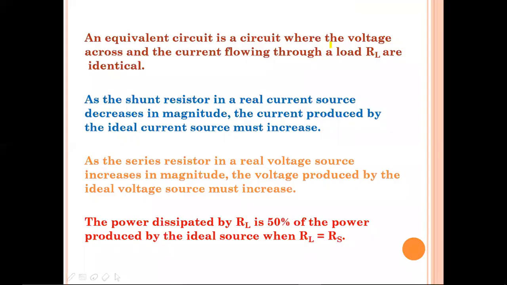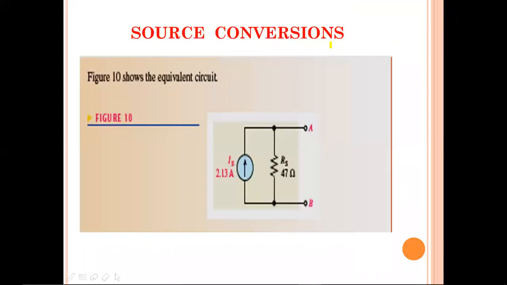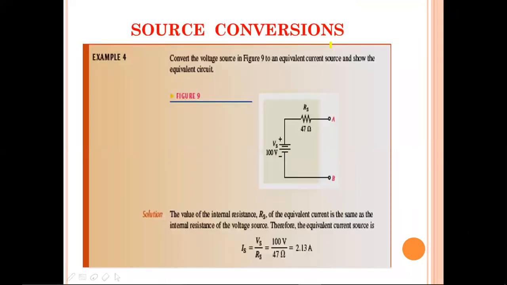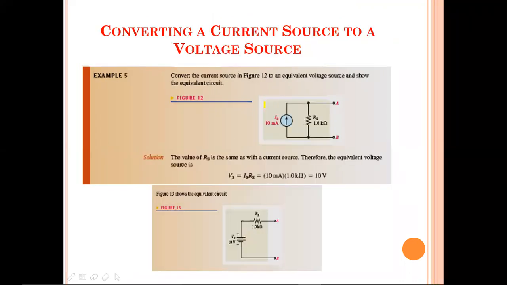Now let us solve a few problems. Example number 4: converting a voltage source, as in figure 9. This is already in voltage source terminology. Now you need to convert it to the current source and show the equivalent circuit. The equivalent circuit for this solution is like this.